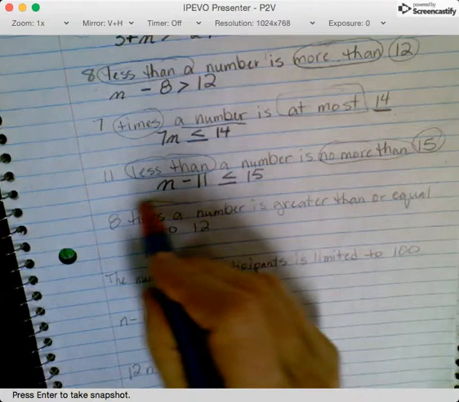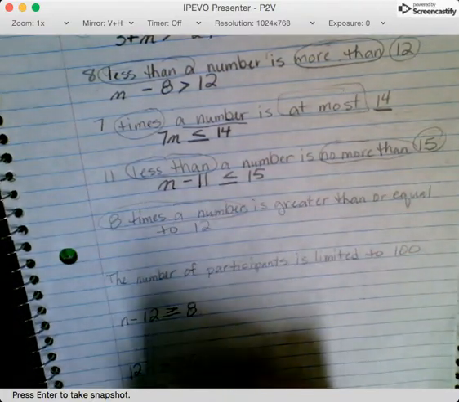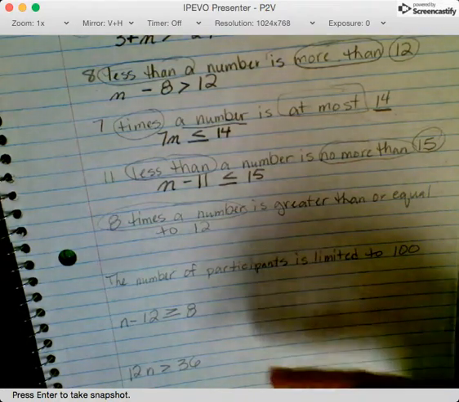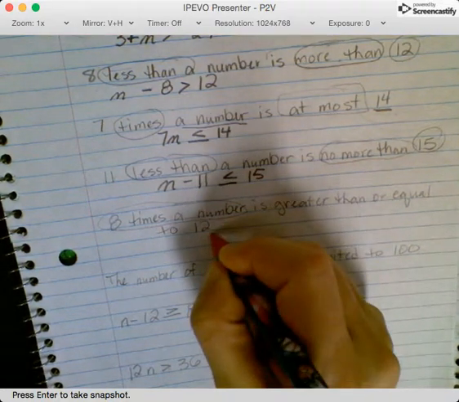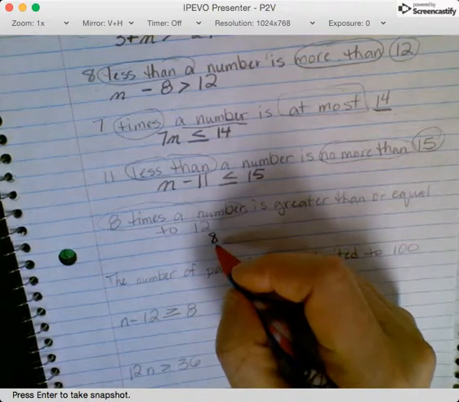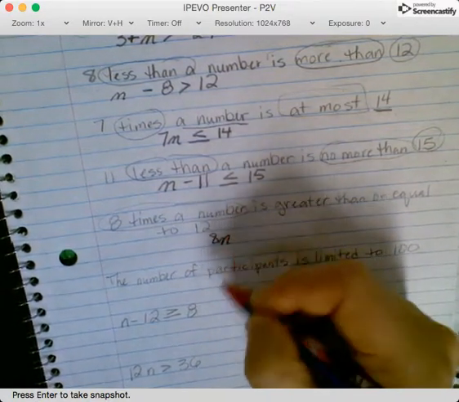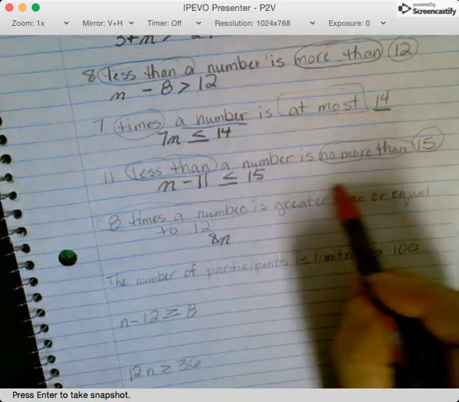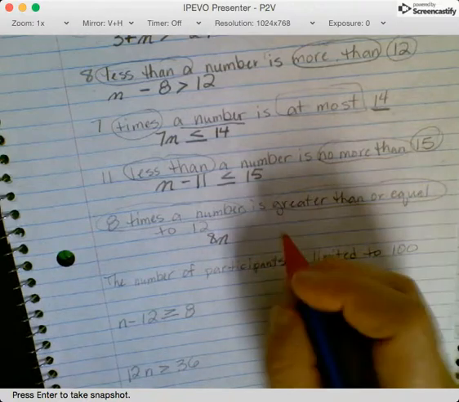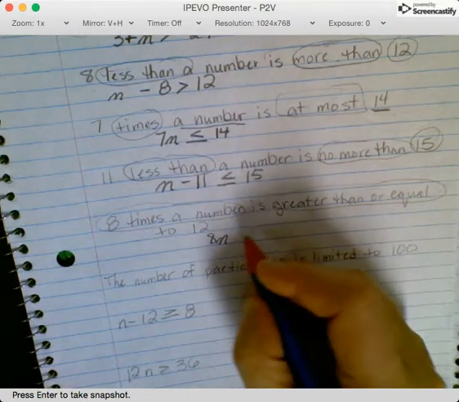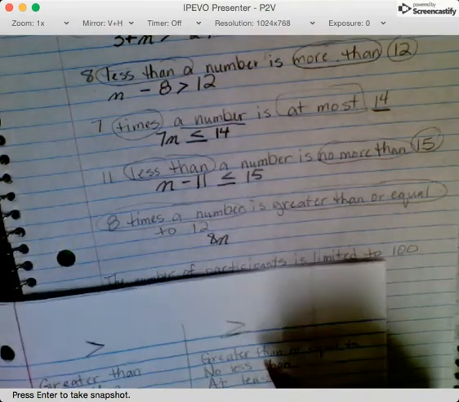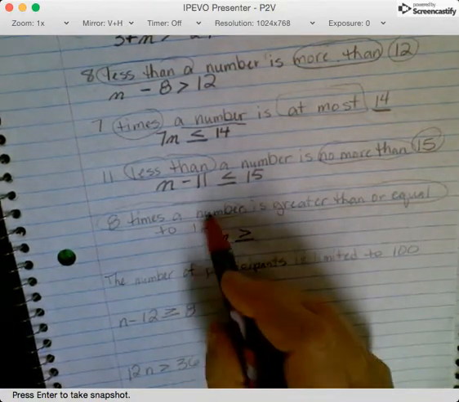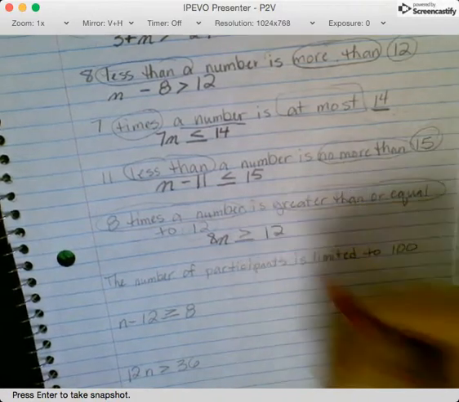8 times a number. So 8 times a number means 8 and then multiplication and that number. Remember, we can just put our number beside a variable since we don't know that number. So I'm doing 8n is greater than or equal to. So that one they told us what the sign is, right? The greater than or equal to. And my other number is 12.